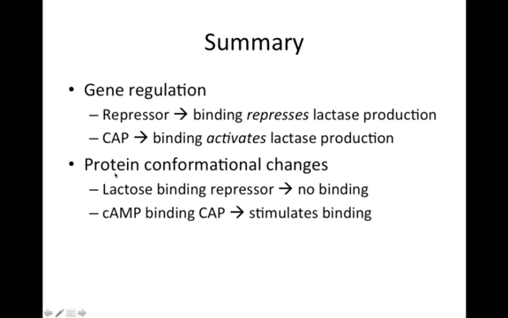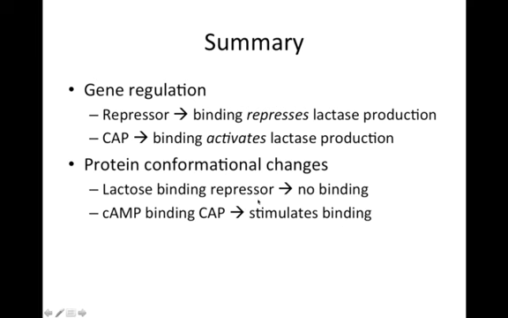Another concept we introduced was this concept of protein conformational changes. When the repressor is bound by lactose, we said that causes a conformational change. Similarly, when CAP is bound by cyclic AMP, that causes a conformational change in these proteins. But remember that we also saw that it can be in either direction. So here, repressor binding lactose leads to no binding of the repressor to the binding site. And down here we have CAP binding to cyclic AMP. That actually stimulates the binding of CAP to the CAP binding site near lactase.